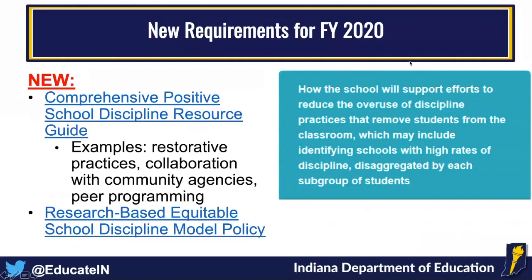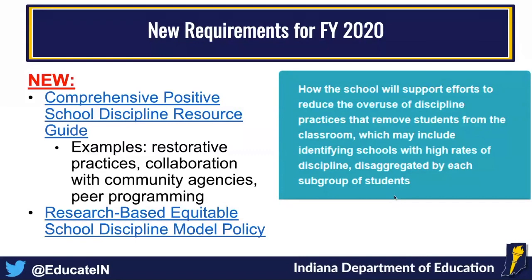Another question that is likely going to require the LEA to provide information that they've not answered before. ESSA requires the LEA to state how the school will support efforts to reduce overuse of discipline practices that remove students from the classroom, including high rates of discipline disaggregated by certain subgroups of students. So, for example, if your homeless students are suspended at twice the rate as everyone else, your African-American boys are expelled at 4 times the rate of everyone else.